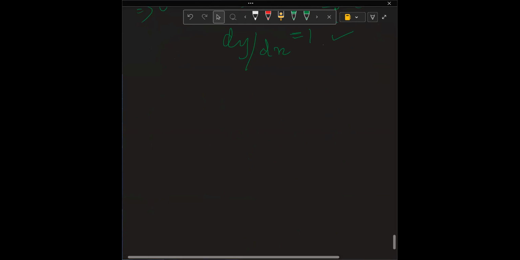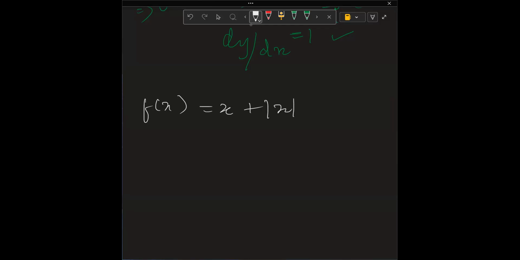Now the next question. You have to tell me that the function f(x) equals x plus modulus of x is what? Continuous. You have options. You have to tell me it is continuous for x less than, x greater than. Okay, see.